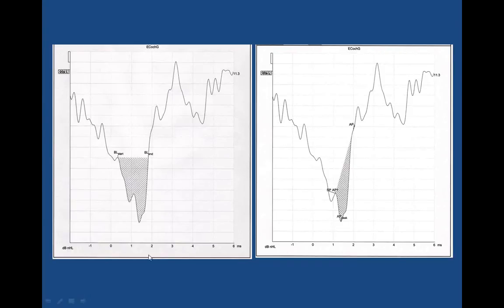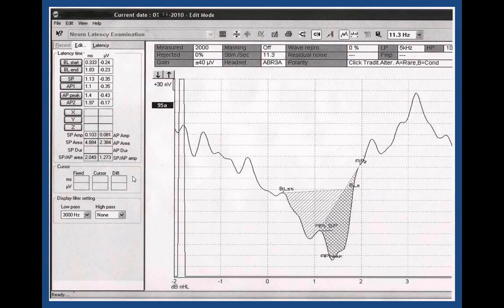Here's a patient with hydrops. Again, here's 0 time. It's about 0.3, 0.5 milliseconds. I'm not sure the response really began there as opposed to there. But if you look at where the SP starts and where it ends, and compare that to where the AP begins and ends again, we see that the SP-AP area ratio is now over 2. The amplitude ratio is considerably big at 1.2.